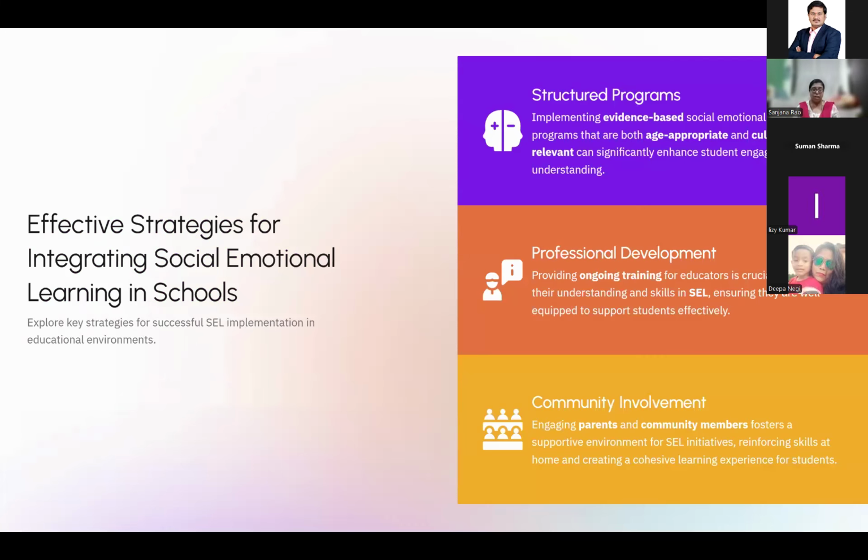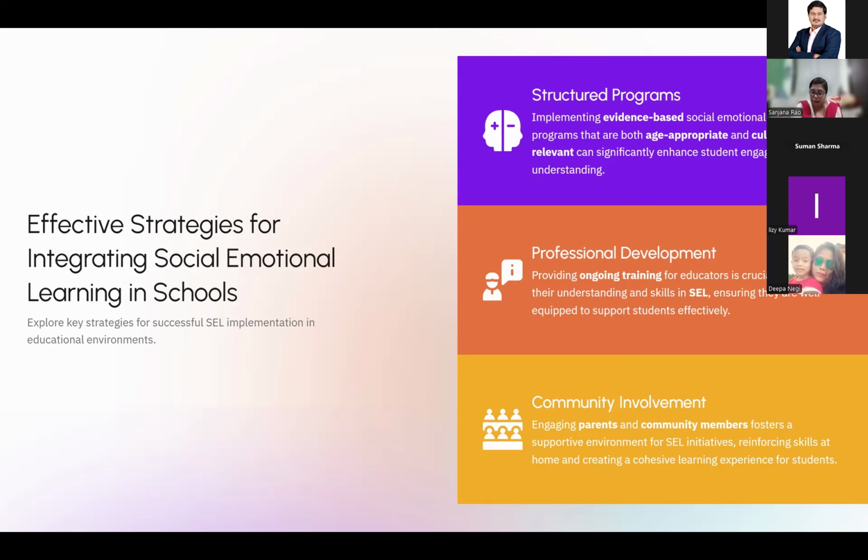So the next topic is effective strategies for integrating social and emotional learning in schools. So how do we implement these strategies in schools? Structured programs have to be made. Implementing evidence-based social emotional learning, we should give a lot of examples, and programs and evidences have to be shown. Both age appropriate and culturally relevant can significantly enhance students' engagement and understanding. All these have to be shown, then only these programs can be held.